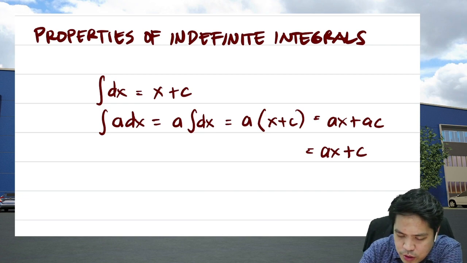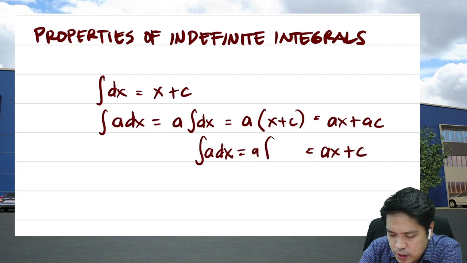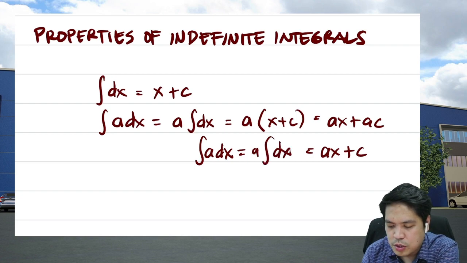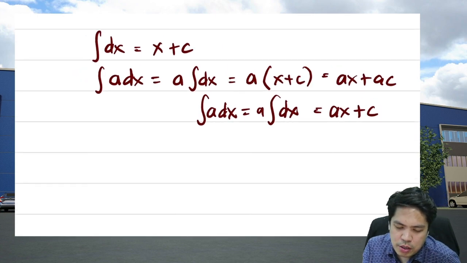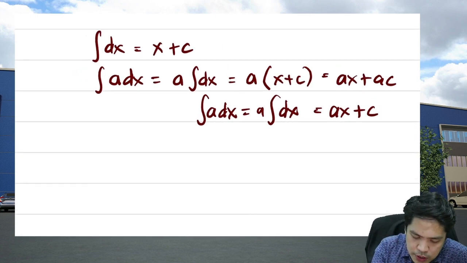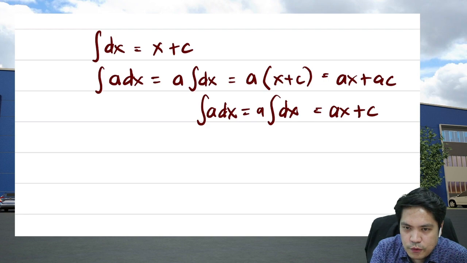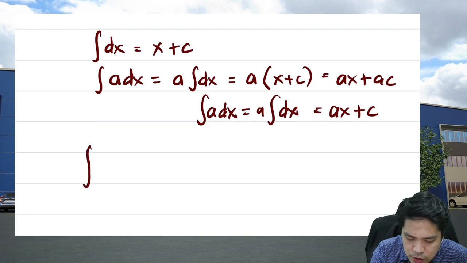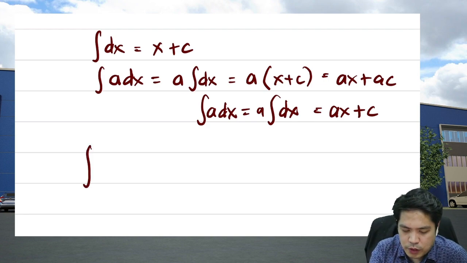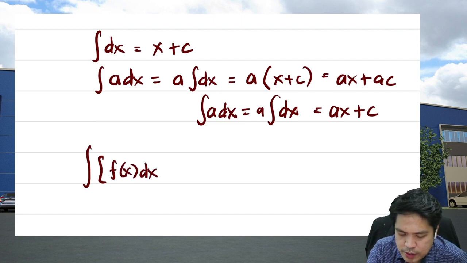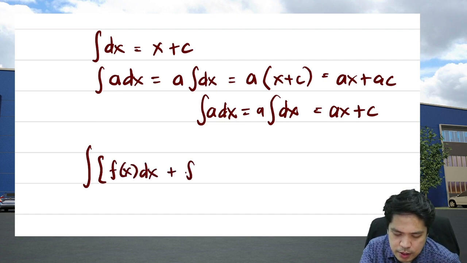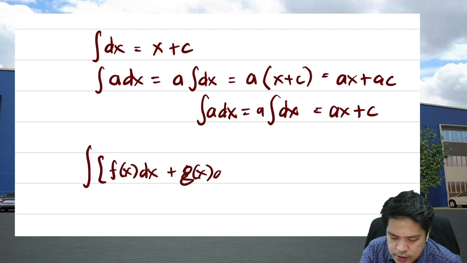So therefore, summarize lang natin, the integral of a dx is equal to a times the integral of dx, which is equal to ax plus c. And then the third property would be if we have the integral of two or more functions, let's say the integral of f of x dx plus another function g of x dx.